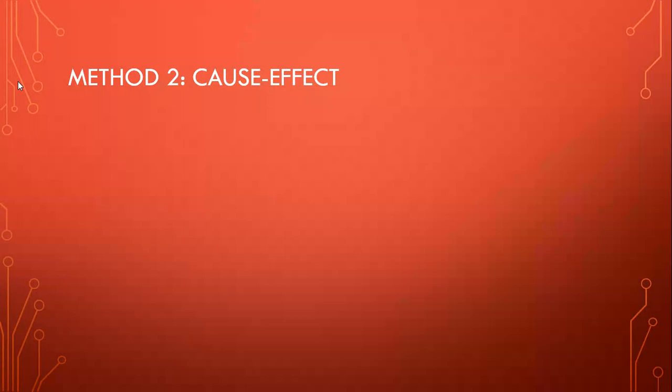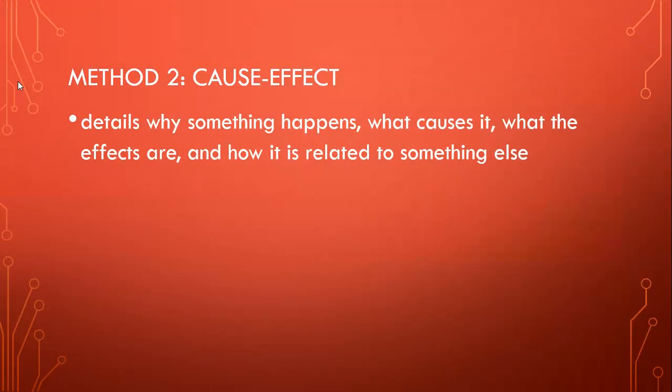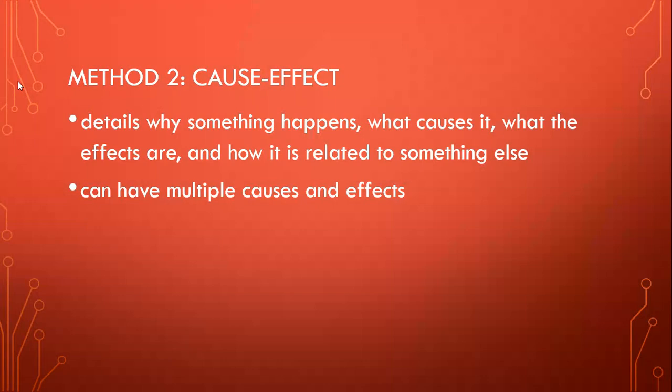Method 2, cause and effect. This is another way of organizing information that you're familiar with. It details why something happens, what causes it, what the effects are, and how it is related to something else. And you can have multiple causes and effects. If you are writing about history, cause and effect is a very common method of development. If you're looking at something like the Revolutionary War, it has multiple causes, it had multiple effects. You can also put the effect first if you prefer, if you want to mix things up a little bit, as long as that connection between them is clear by the end of your text.